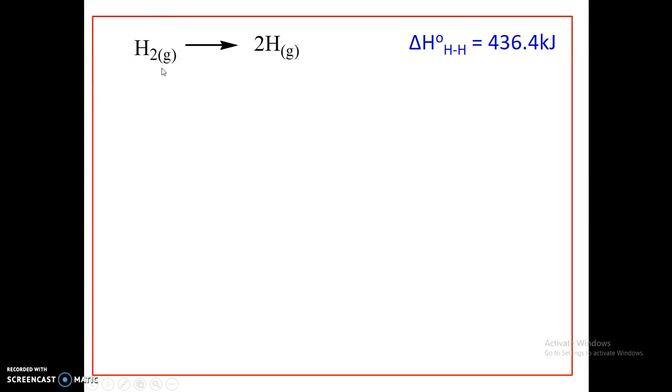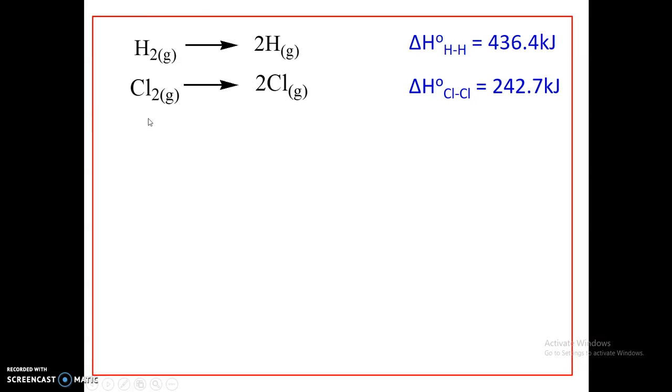When hydrogen gas... actually, hydrogen is a diatomic molecule. When the covalent bond between two hydrogen atoms is broken, there is a formation of hydrogen atoms, and the energy required to break the bond between two hydrogen atoms in 1 mole of hydrogen gas is 436.4 kilojoule per mole, and this is the bond enthalpy for hydrogen.